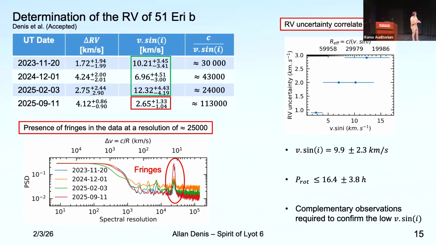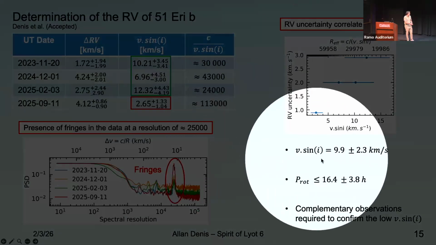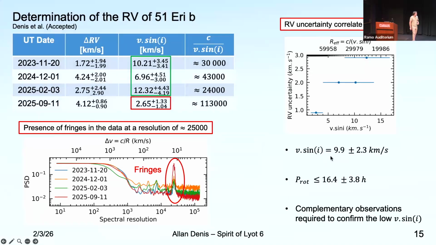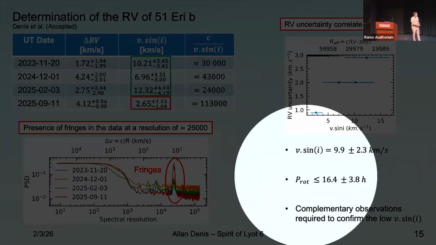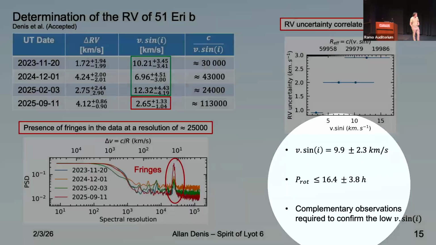But we exclude this data set, and we can derive the vsini measurement for the planet around 10 kilometers per second. And we can also, similarly as for HIP 65426 b, give constraint on the rotation period of the planet.